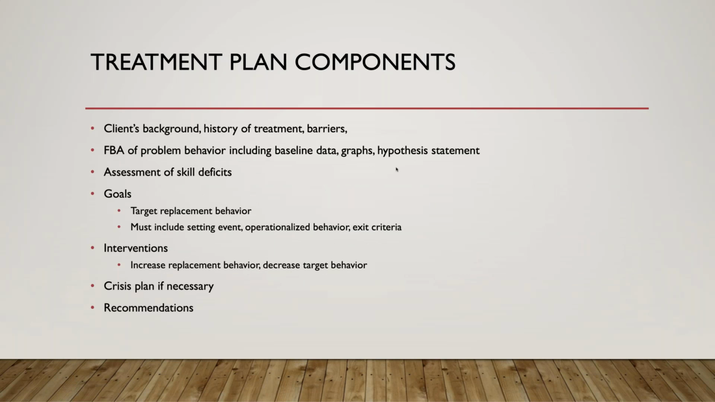Treatment plan components. We need to make sure that we have the client's background, history of treatment, and potential barriers. We have to do an FBA of the problem behavior, including baseline data and graphs. We have to have our hypothesis statement in there. We have to do an assessment of skill deficits. For most of the learners that we work with, that would mean a VB-MAPP.